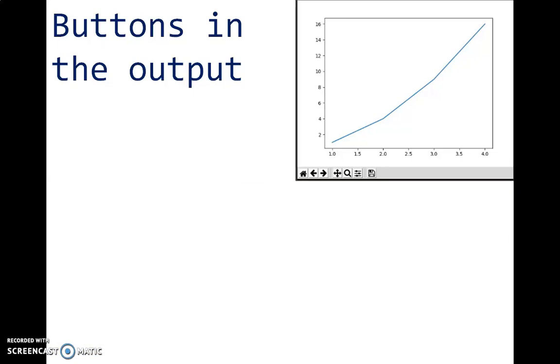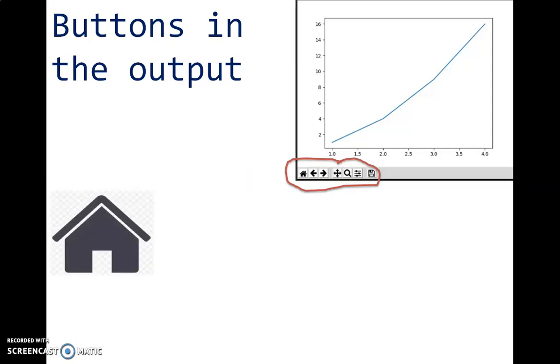Buttons in the pie plot output. In our last session, we learnt how to create line chart, bar chart and pie chart in Python. So you must have observed that in the output window, there are some buttons at the bottom. Let us discuss them one by one.